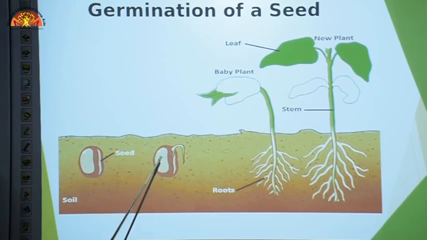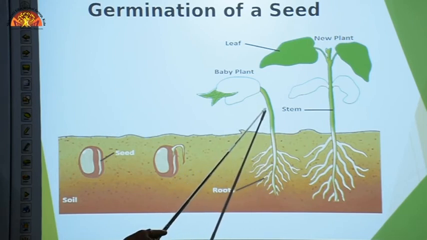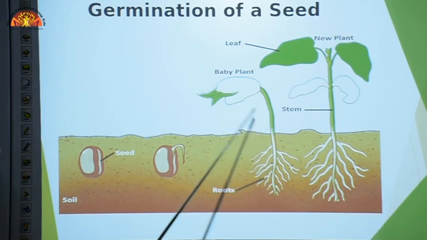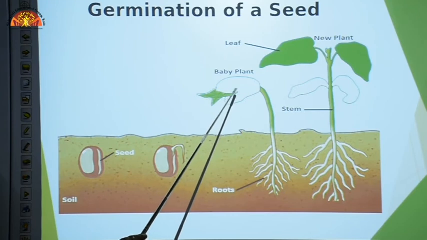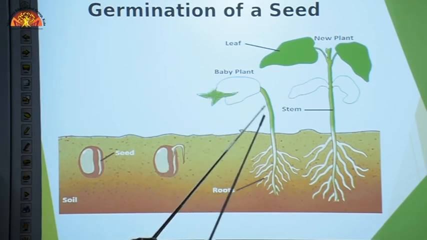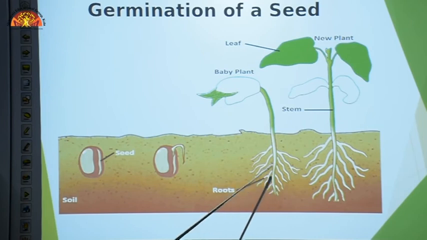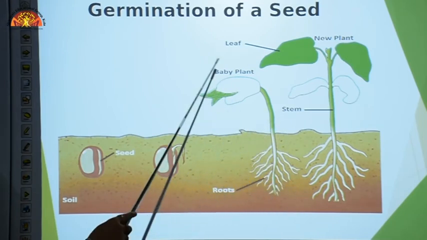Then air also it will get over here, and sunlight also it will get. Sun's heat it will get. Then this seed starts developing into a new plant as it contains a baby plant inside it. So first root starts growing and then shoot starts growing. As you can see in the picture here, this is the baby plant, and from here shoot starts growing and root starts growing downward. This we have already discussed, that roots grow downward and shoot grows upward.